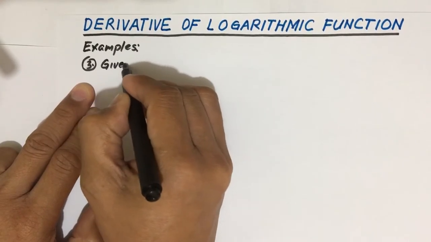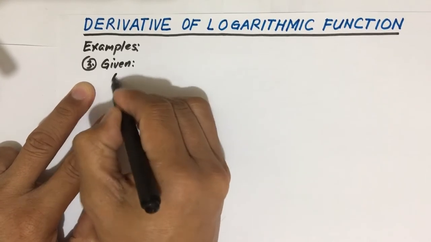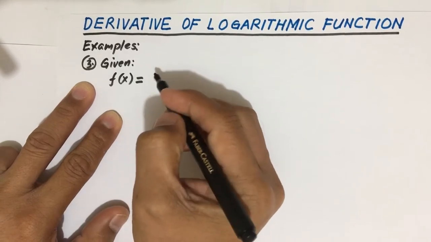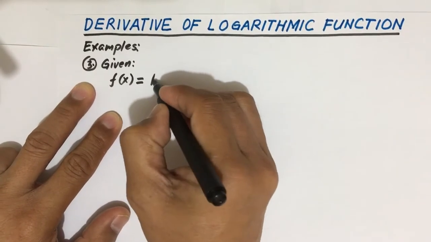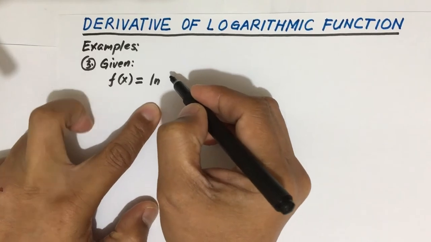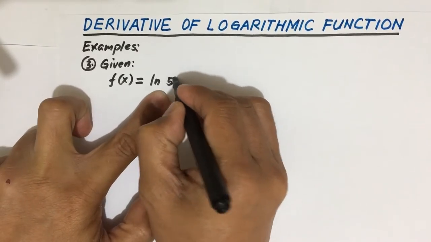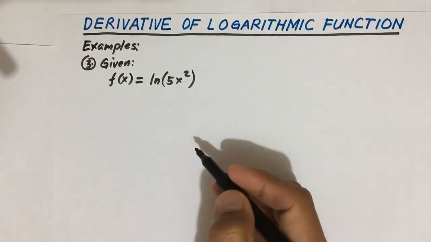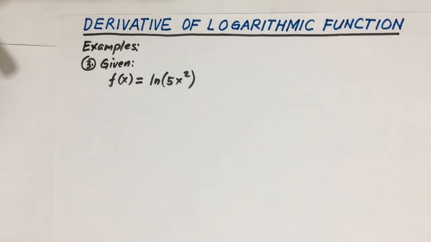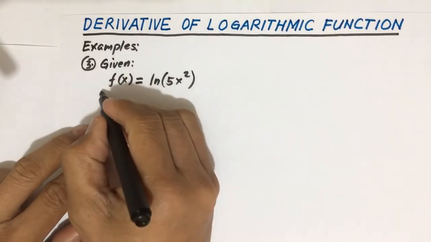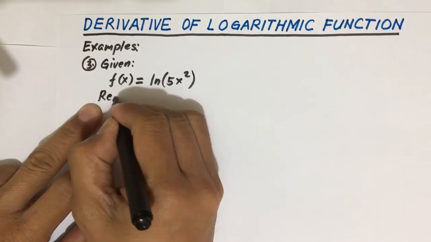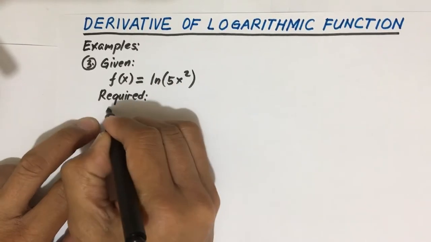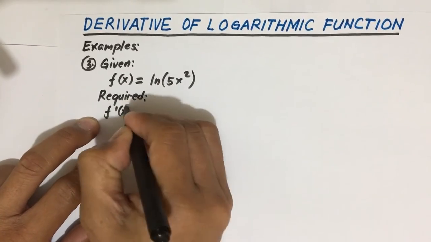So for number 3, we are given the logarithmic function f of x, which is equal to ln of 5x squared. Okay, and then we are required to solve the derivative of this given function. So f prime of x.